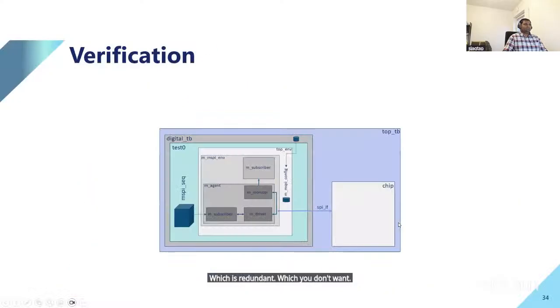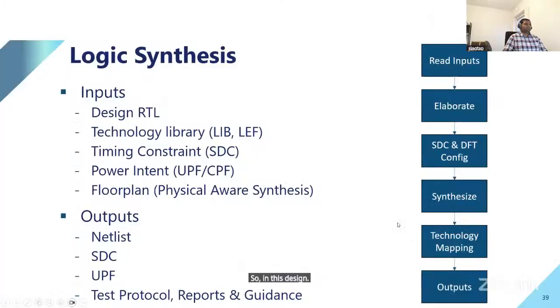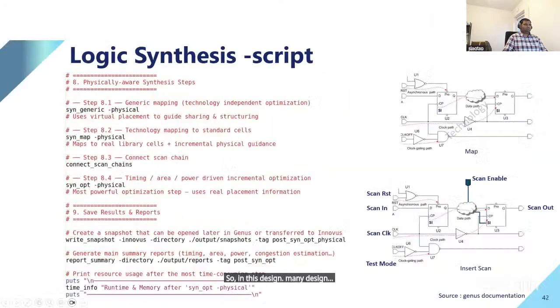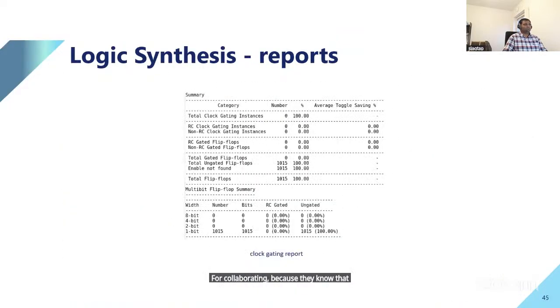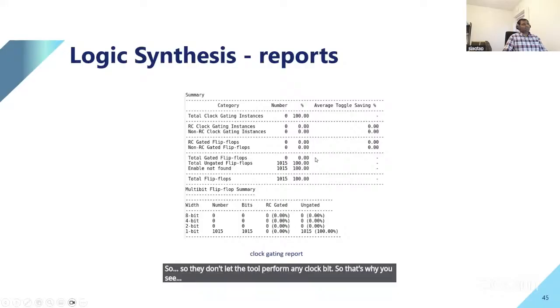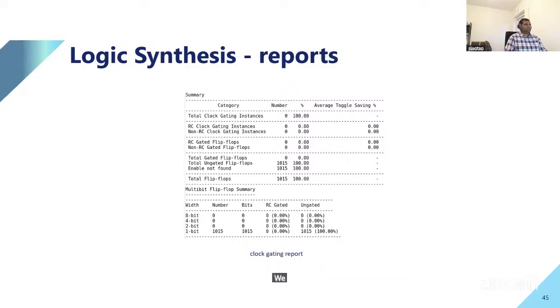So in this design, many design groups don't want to rely on the tool for clock gating, because they know their design is better than the tool's. So they don't let the tool perform any clock gating. That's why you see RC clock gating instances 0, because we force the tool not to do anything. We have done it in RTL.